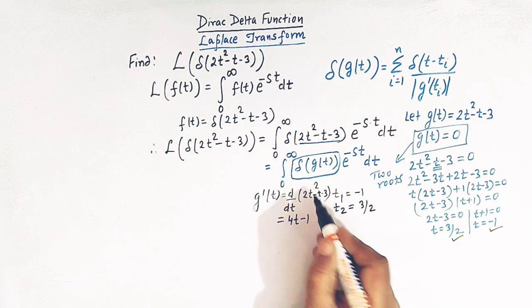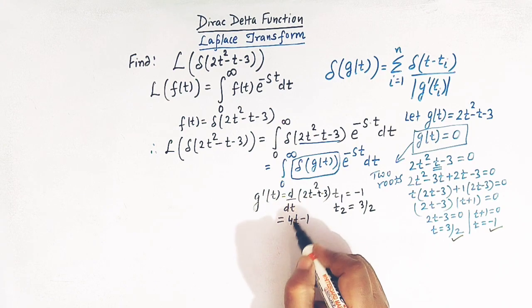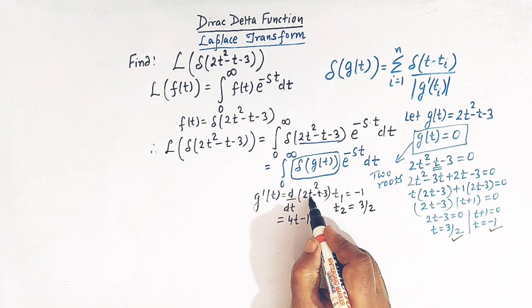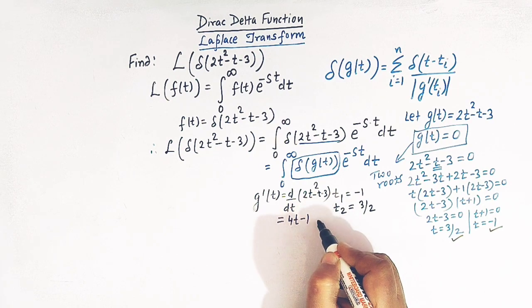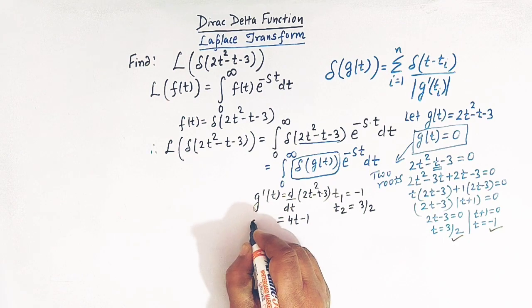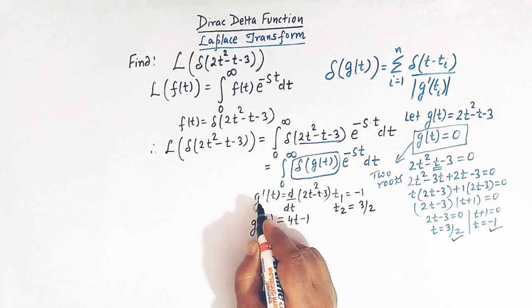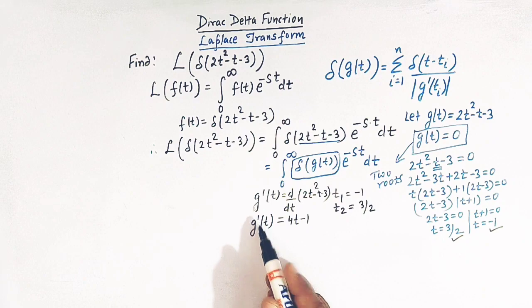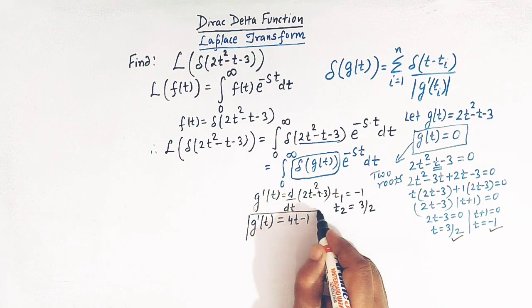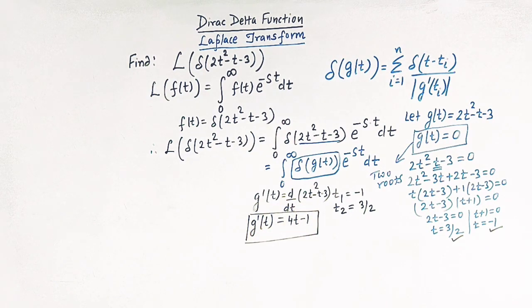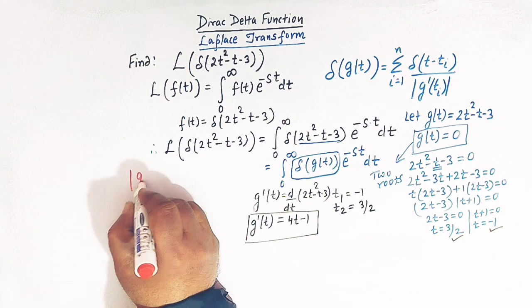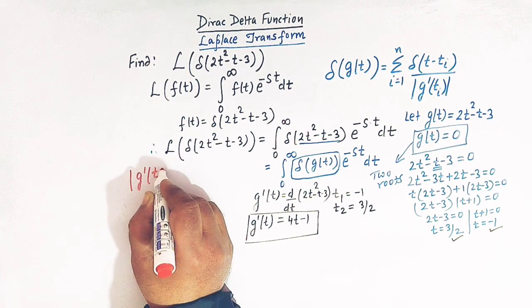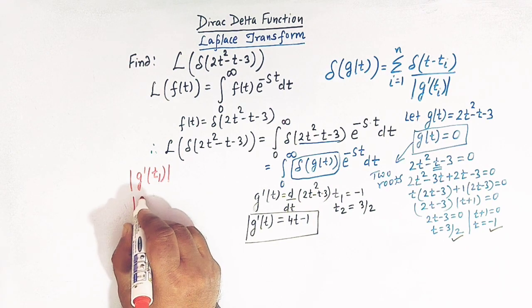So the derivative of t squared is 2t, and 2 times 2t is 4t. The derivative of t is 1, and the derivative of 3 is 0, being a constant, right? So the derivative of g of t, that is g prime of t, is equal to 4t minus 1.